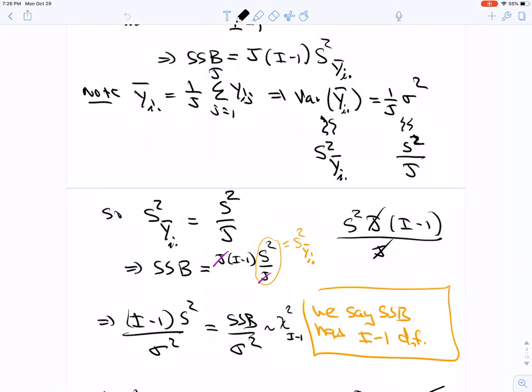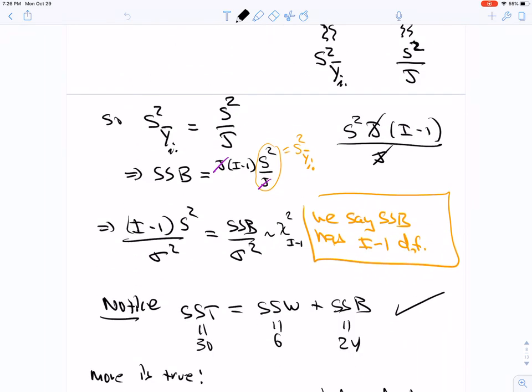And so this allows us to write the SSB as j times I minus 1 times the sample variance over j. The j's cancel, and hence we get I minus 1 times s squared over sigma squared is a chi-squared with I minus 1 degrees of freedom, and hence we say that SSB has I minus 1 degrees of freedom.